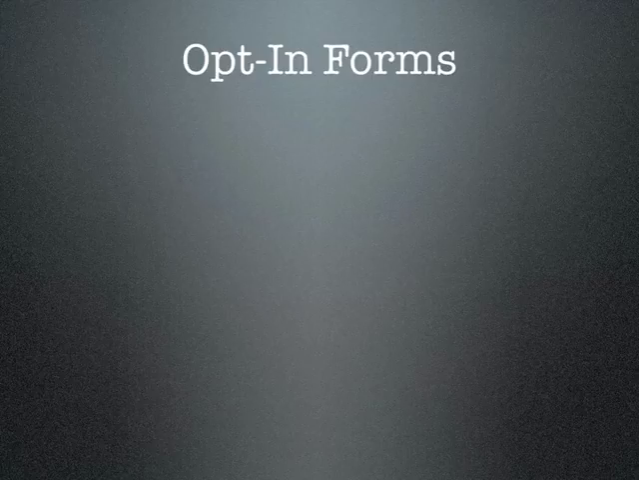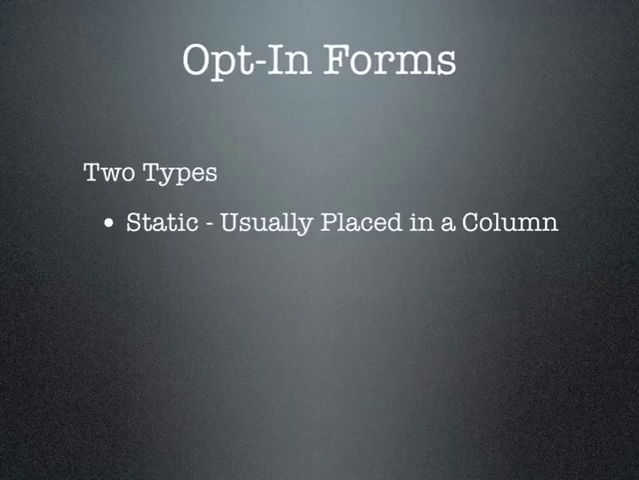And there are two types. There's first of all what I call static, which is often placed in the right-hand column of your website. Sometimes it could be in the actual main page, or if you have a left-hand column, you might put it there. And that's just a static box. It just sits there all the time.